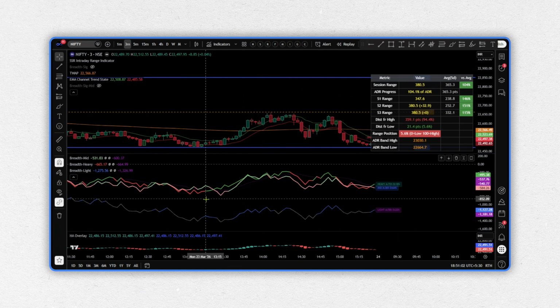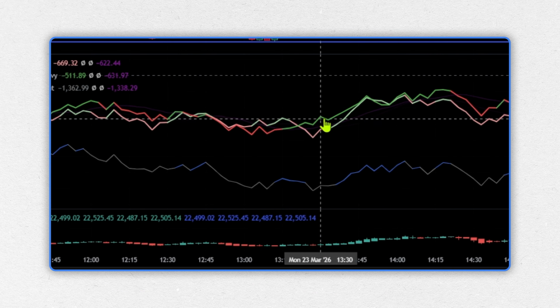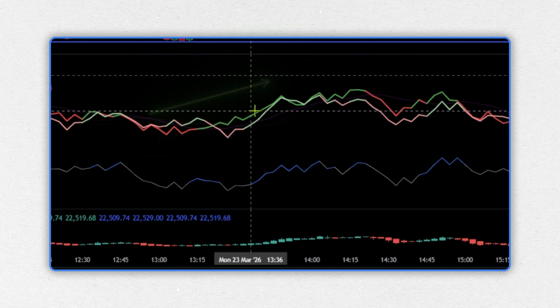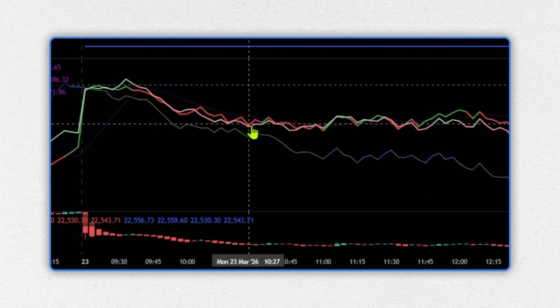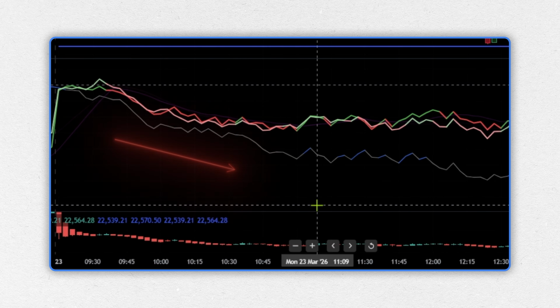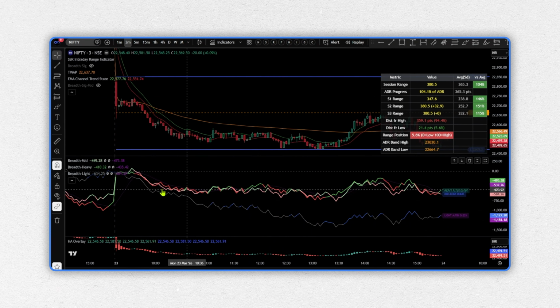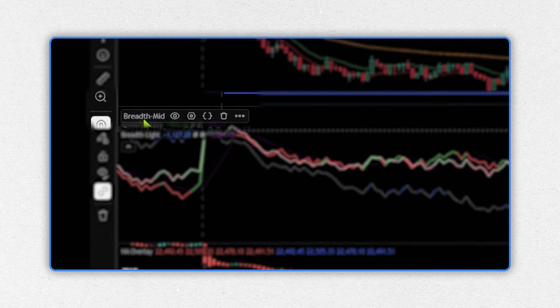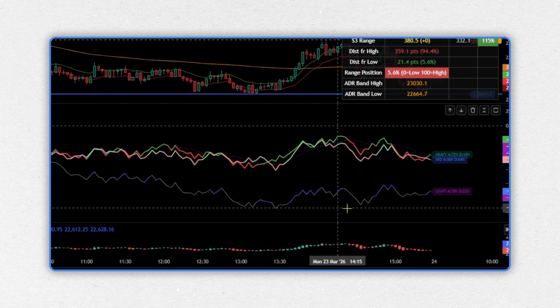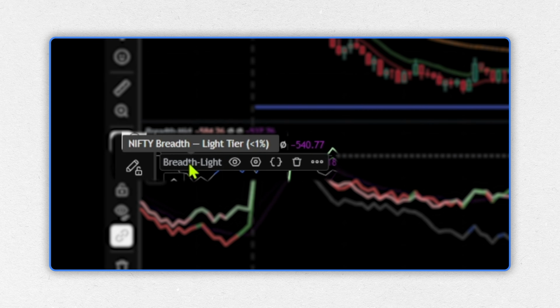This number is a running total, and if the number of advances keep increasing, the net will be positive and will lead to an upward trending line. And if the net is negative, it will lead to a downtrending line. This is how it would look like. The dark red-green line at the top is the heavy tier. Then the lighter one is the mid tier, and the blue-gray one at the bottom is the light tier. Now compare the index moves with these lines.